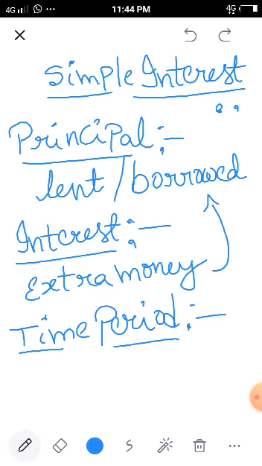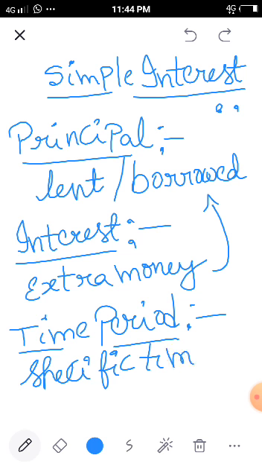Next, the third one is time period. The specific time for which money is borrowed is called time period. It may be years, months, or days. This time period should be specified in terms of years, months, or days.